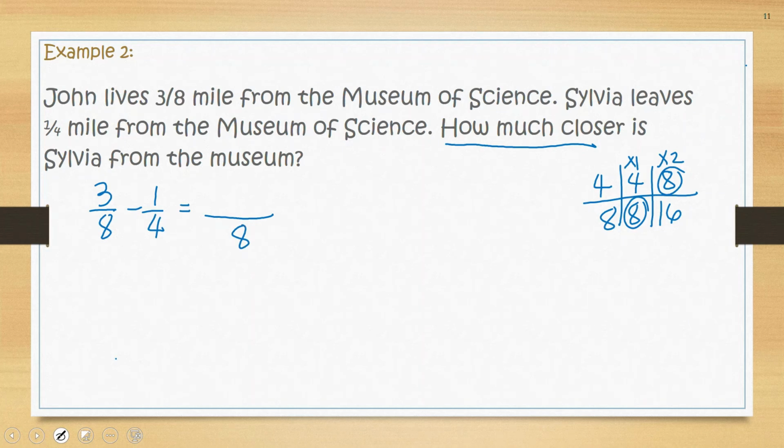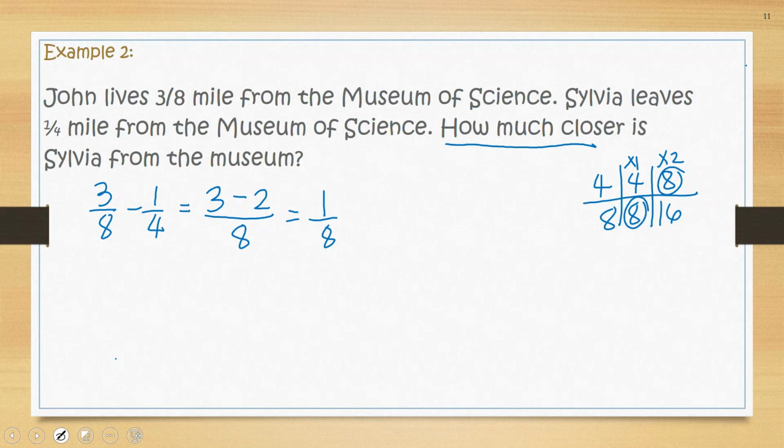So, 8 divided by 8 is equals to 1 times 3 is equals to 3. 8 divided by 4 is equals to 2 times 1 is equals to 2. So, let's perform subtraction. 3 minus 2 is equals to 1. Copy yung denominator. So, that means mas closer si Sylvia ng 1/8 kaysa kay John.